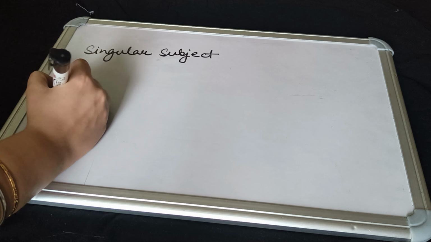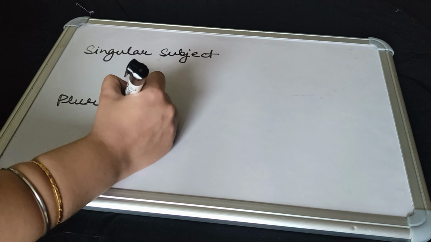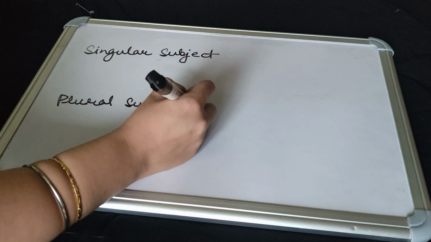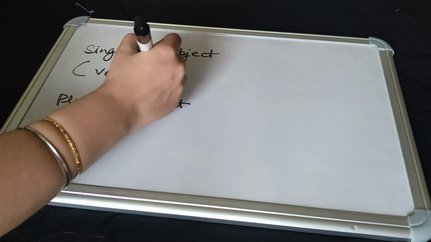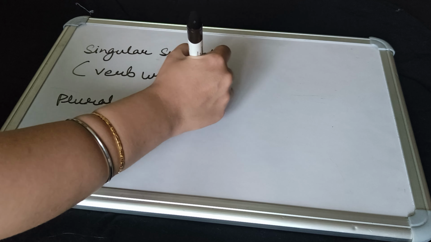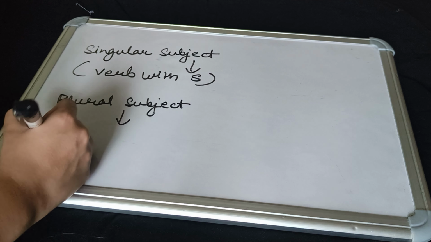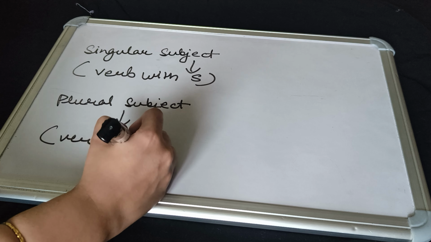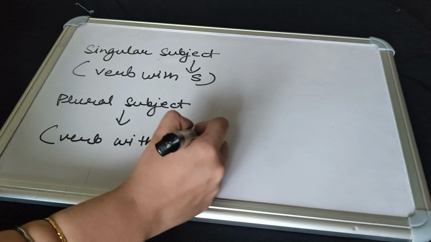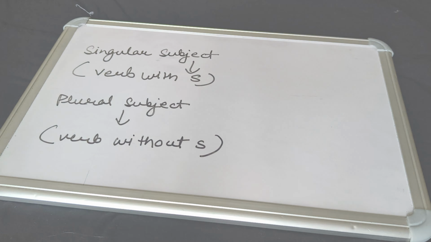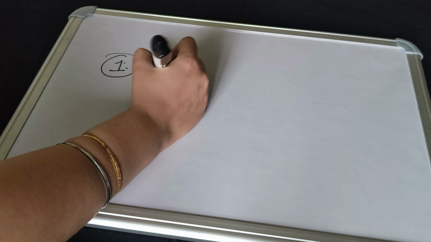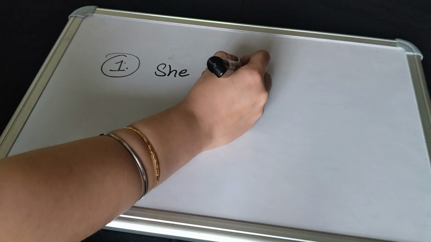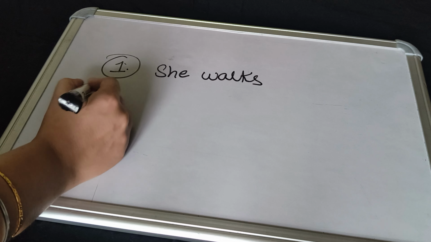So basically, how do we identify what exactly subject verb agreement is? You have to understand the relation between the two. If your subject is singular, then your verb will end with an S. And if your subject is plural, your verb will be without S. It will end without an S. Let's take up a few examples to understand what subject verb agreement is.